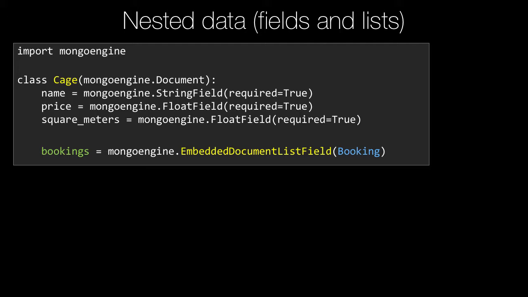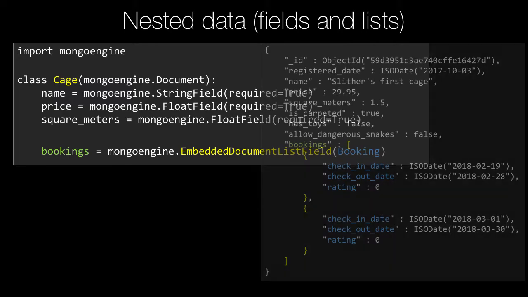And we modeled that through the booking class, and we said this cage is going to embed the bookings into it. So to do that, we use the MongoEngine embedded document list field. So a list of embedded documents, and the argument we pass is the type of embedded document. So it's a booking that we're putting into this list. All right, now, how does this look if we populate this cage and we add a couple of bookings and we call save? Well, it looks like this.